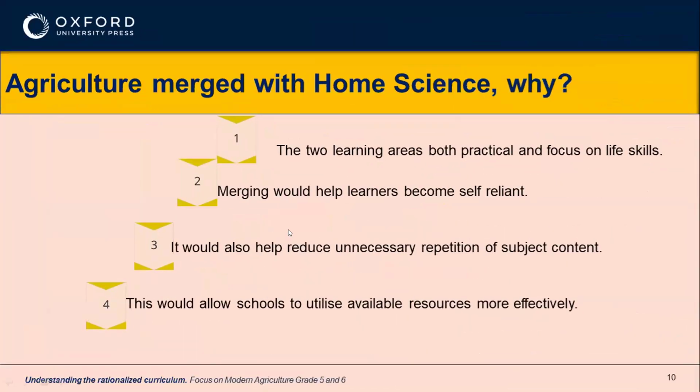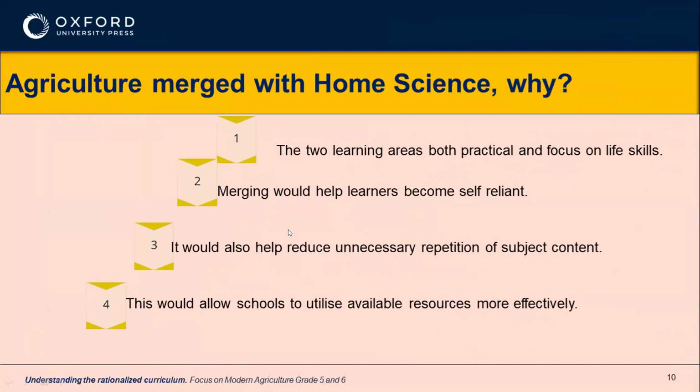Someone could ask, why was agriculture matched with home science? Why can't we match agriculture with art and craft, or maybe with science? Because in the previous curriculum, the 844 curriculum, we had science and agriculture. Now, why are we matching home science with agriculture specifically? We need to understand that these subjects are both practical and they focus on life skills.